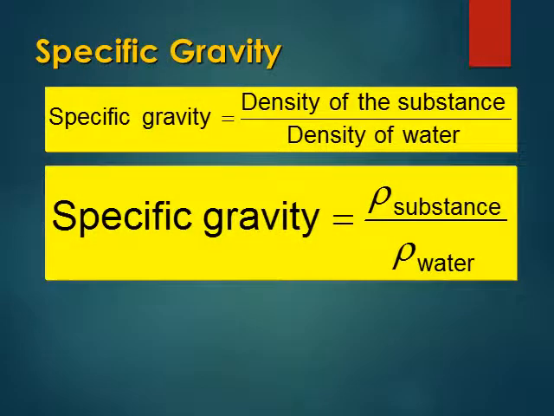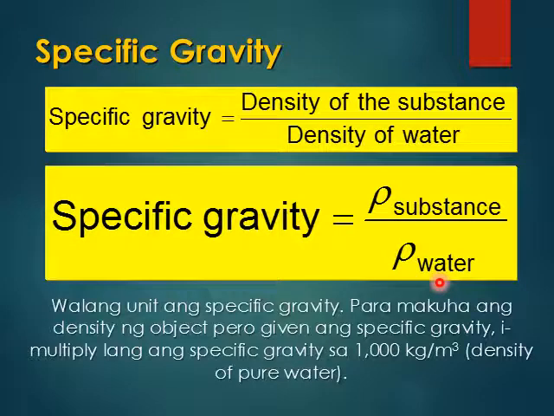So, another concept na inaaral natin sa fluid statics is the specific gravity. So, the specific gravity is defined as the ratio of the density of the substance to the density of the water. So, in equation form, we have this: density of substance divided by the density of the water. So, remember na walang unit ang specific gravity. Bakit? Kasi makakancel yung units nila dahil parehas tong density.